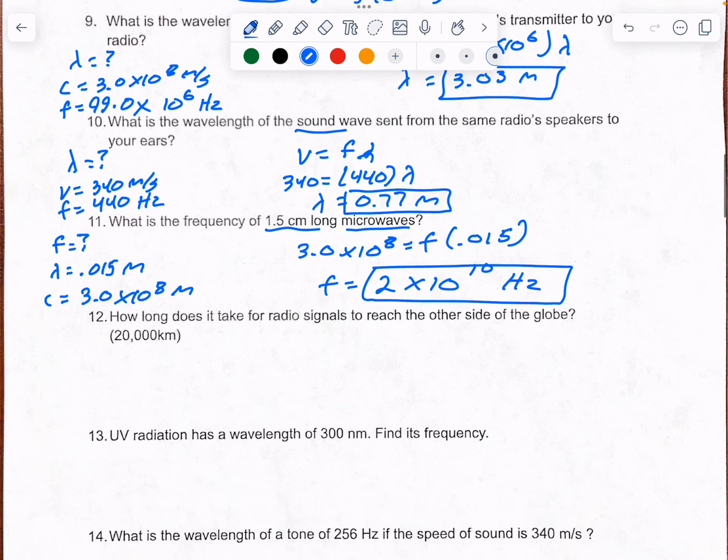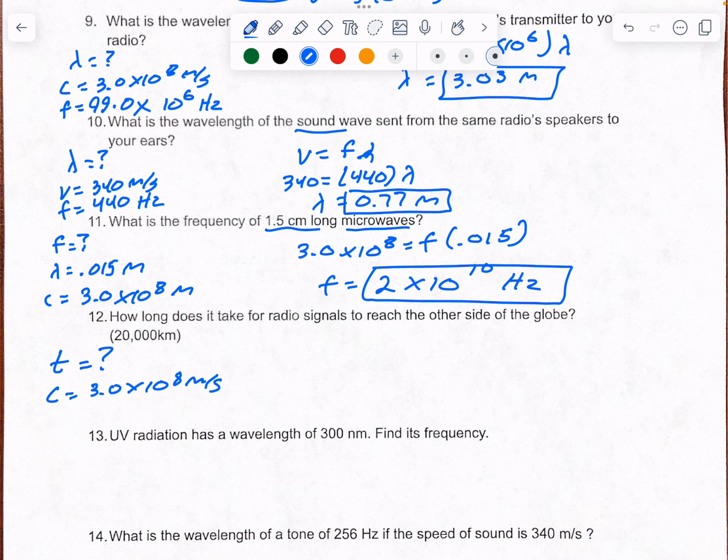Number 12, how long does it take for a radio signal to reach the other side of the globe? So how long does it take? That means we're looking for time. Okay, so you can characterize it by t or big T. In this case, it wouldn't be that different. Okay, so how long does it take? We're talking about radio signals, so we're going to deal with the speed of light, so 3.0 times 10 to the 8th. And how far does it have to go?